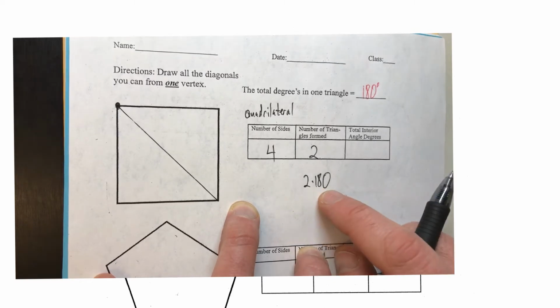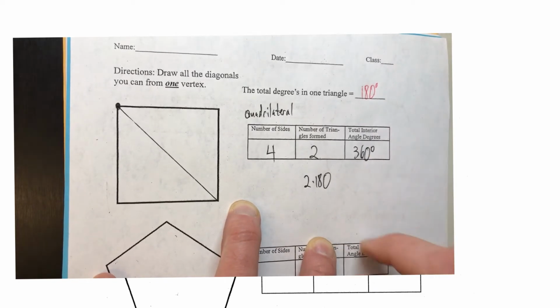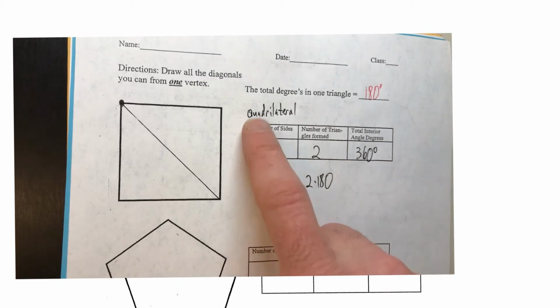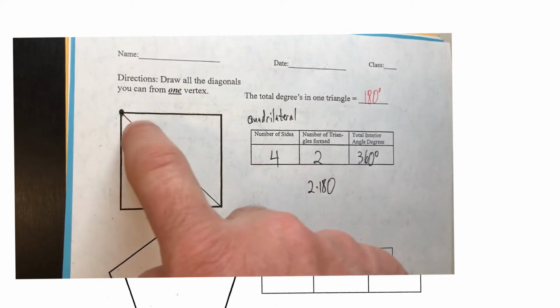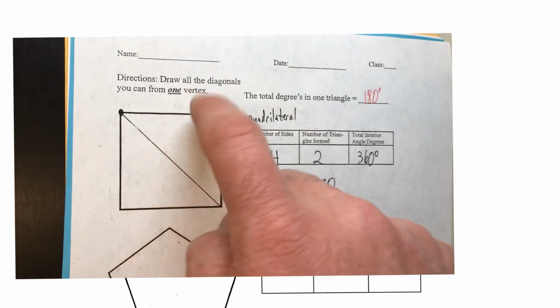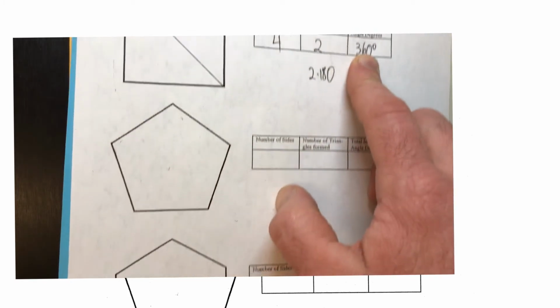So we have two triangles. Each one's 180. How many total degrees is that? Is what? It's 360 degrees. So in any quadrilateral, if you add the four angles up of that quadrilateral, those four angles, they may not be the same, they may be the same, but whatever they are, those four angles will always add up to 360. Okay? All right, next one.